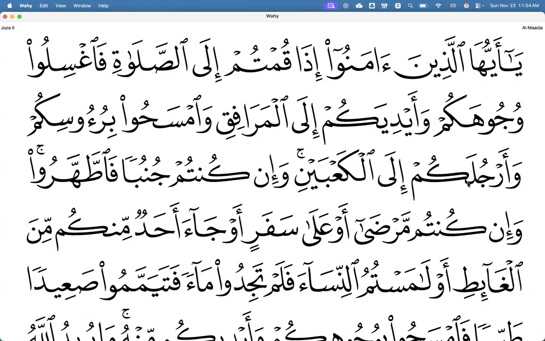So what does that mean? This feet goes to what? Not the masah. Because if it was a masah, it would be majrur, but it goes to the ghasl, it goes to the washing. Wujuhakum wa aydiyakum wa arjulakum.